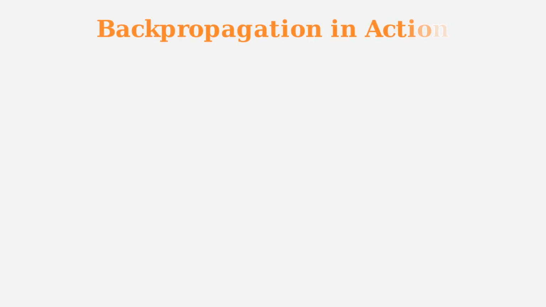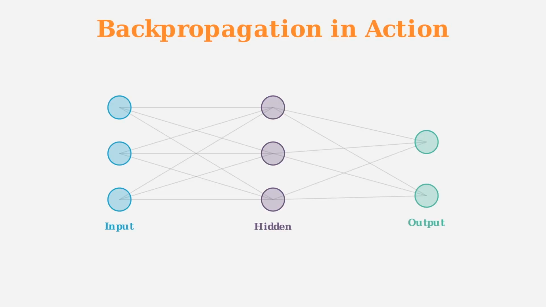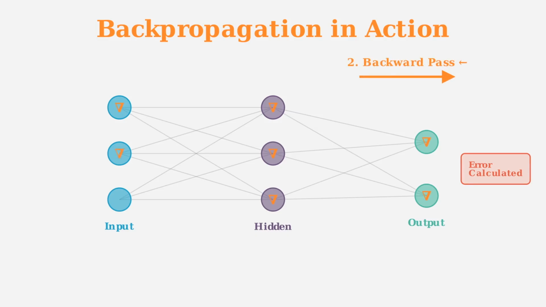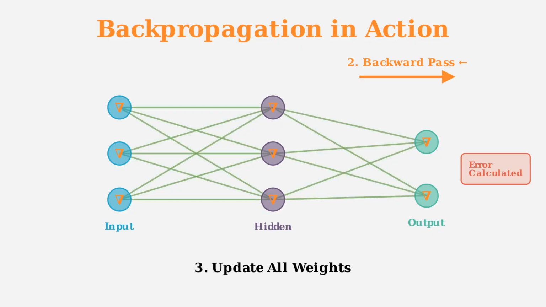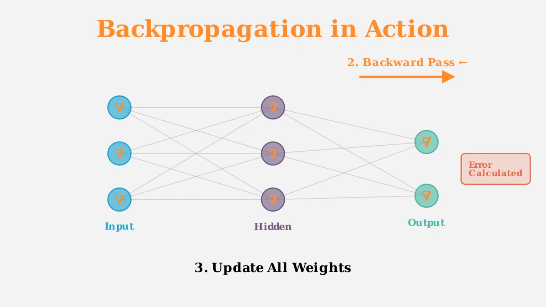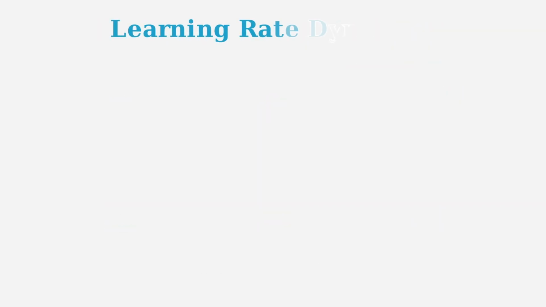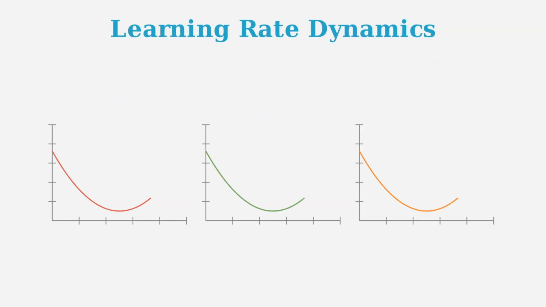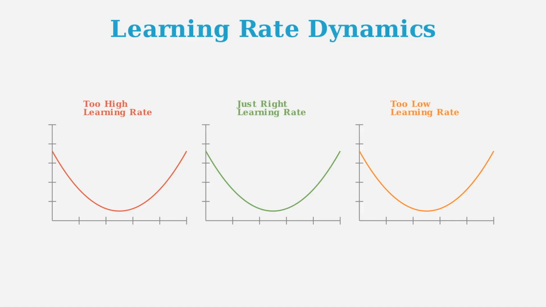Backpropagation is the algorithm that computes gradients efficiently. It starts at the output layer, calculates the error, and then propagates this error backward through the network. At each layer, it computes how much each weight contributed to the error. This is done using the chain rule from calculus. The beauty of backpropagation is that it can compute gradients for millions of parameters efficiently in a single backward pass through the network.